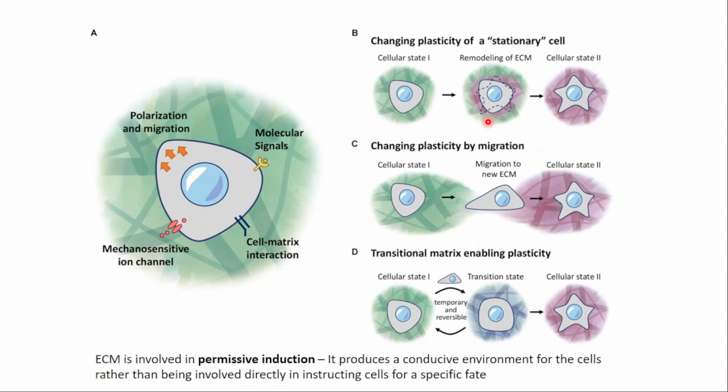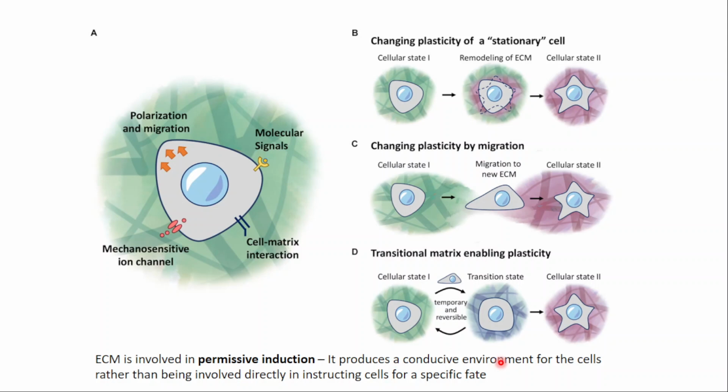That's why the bone marrow is the niche for hematopoietic stem cells. These stem cells can stay as stem cells in the matrix. Also, migration: ECM members can cause migration of cells from one kind of ECM to another kind of ECM, causing a change in cellular state, and a transitional matrix enabling plasticity. So there is an ECM there in certain examples.